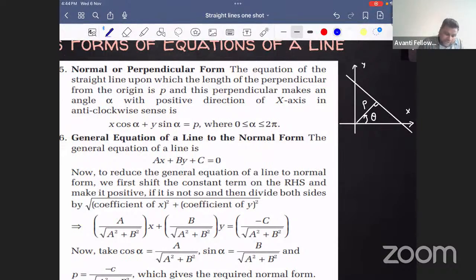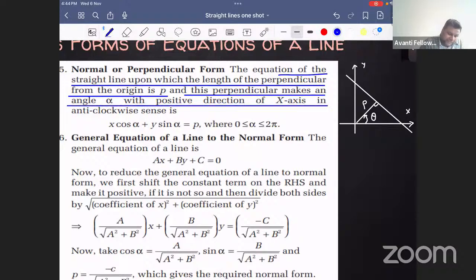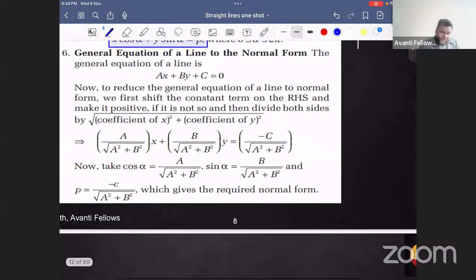Got it? So the equation of the straight line upon which the length of perpendicular from origin is P, and this perpendicular makes an angle alpha with the positive direction of x-axis in anti-clockwise sense, is x cos alpha plus y sin alpha is equal to P, where alpha lies between 0 to 2 pi. Am I clear? So this is the normal form of a straight line.